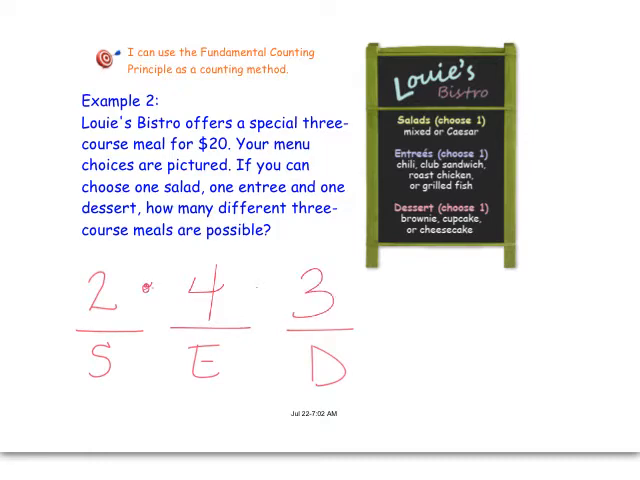So the fundamental counting principle says if I just multiply all the possibilities here, it's a way of counting a whole lot of items, or a whole lot of possible meal combinations that I could make. So 2 times 4 times 3 is 24 possible meals.